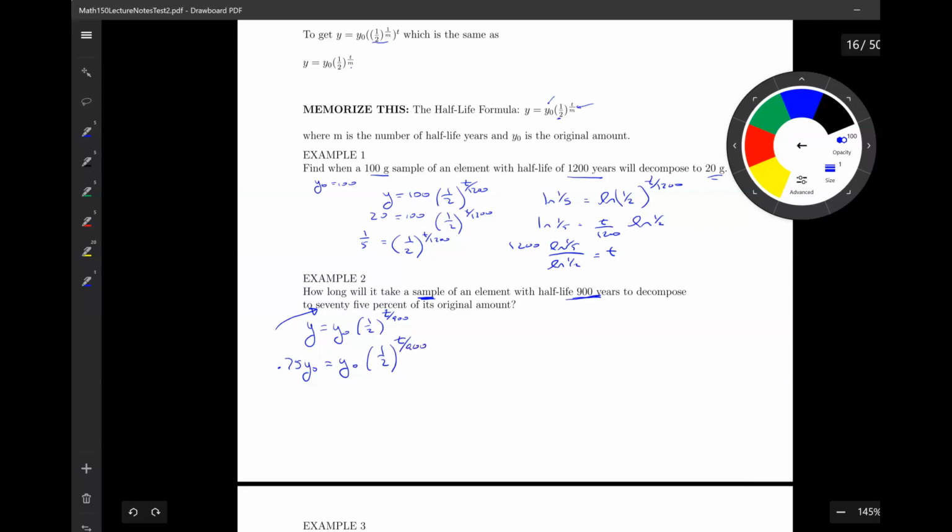All right, so I'm going to divide through by the y naught. So again, it's a quantity. And then I'm going to take the ln of both sides. And the reason I'm taking the ln is so that exponent will come down, because that's what I'm trying to solve for. So ln of 0.75, t over 900, ln of 1/2. So 900 times ln of 0.75 over ln of 1/2 equal t.